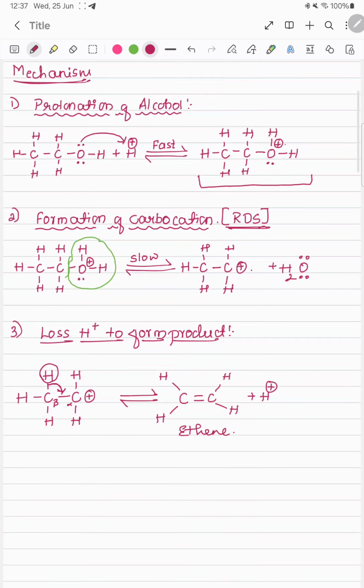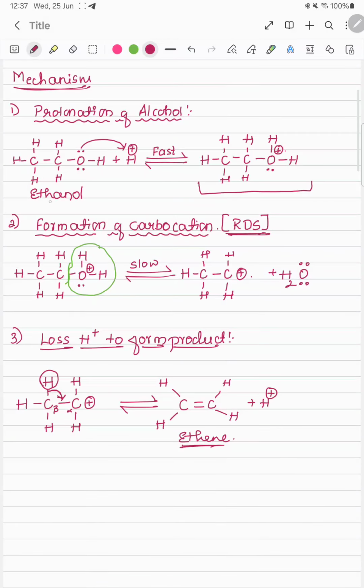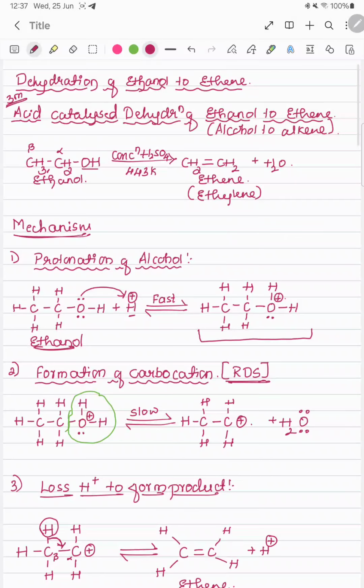I think you can easily notice here we have started from ethanol and eventually at the end we got ethene. So in the entire mechanism, it is catalyzed by an acid, that is H plus. So that's why it is said to be acid catalyzed dehydration of ethanol to ethene, which is a very, very important 3-mark question.